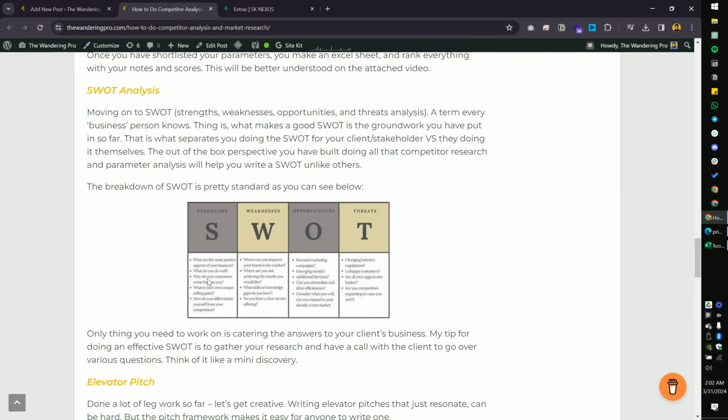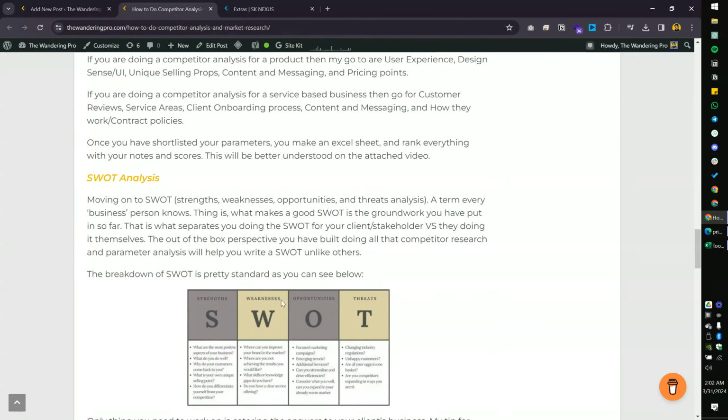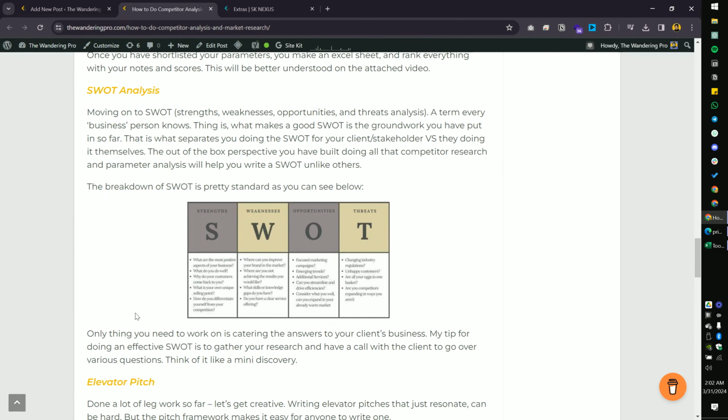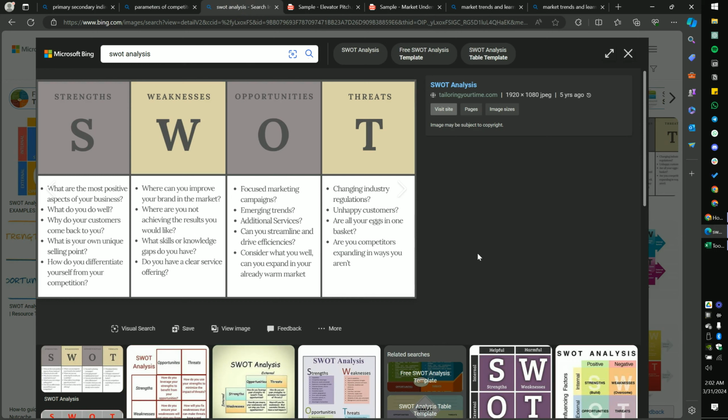But what's good here is since you've done all the competitor research, the primary, secondary, and indirect, you have a good idea of the market now, right? You have a good market understanding. So now when you do a SWOT analysis, you're going to have a really good approach when you answer the questions that are listed here. Again, I'm not going to reinvent the wheel. You can just Google what are the typical elements of a SWOT analysis. You can see some of the questions here.